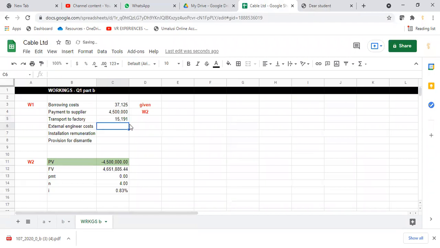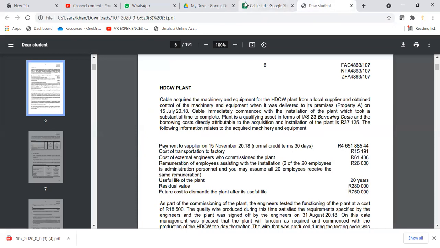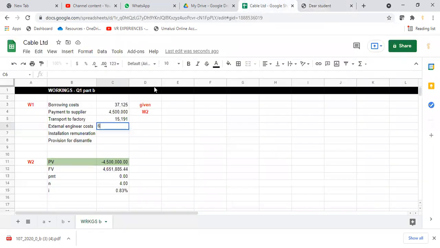15,191. External cost to engineers is at 61K, 61,438. These are all given, okay? So there's no need to put the word given.